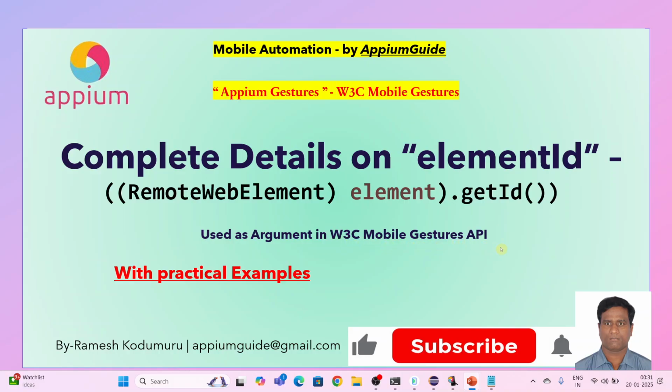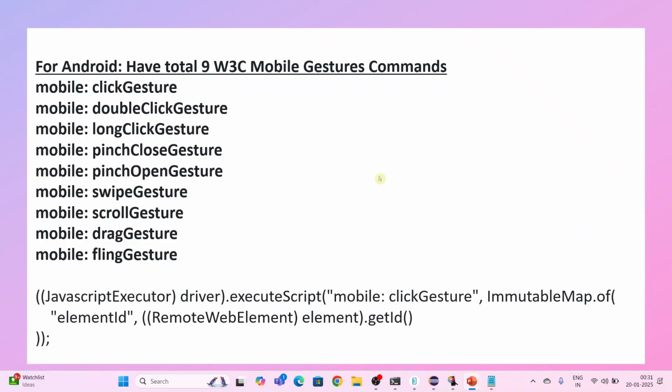As for Android, we have 9 W3C Mobile Gestures commands. By using these commands, we can perform gestures on Android mobiles. And this is a sample code where we are using this element ID as a key and we are providing the value here. So we'll understand what exactly this line of code talks about.